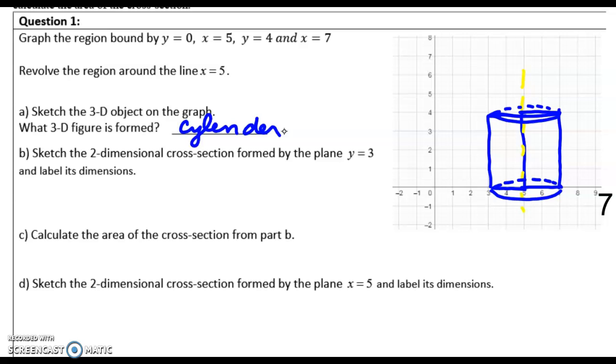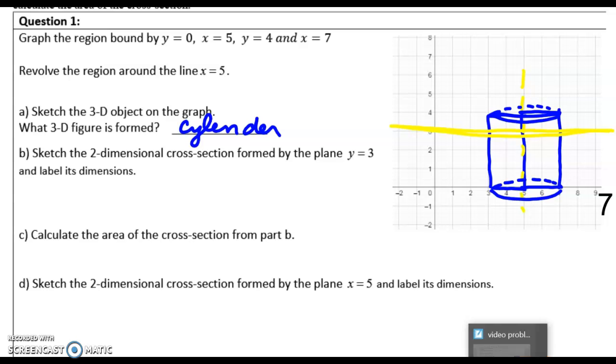Now we're going to talk about a cross section. And we want to cut this at y equals 3. So y equals 3 is horizontal. And that is this line right here. And that's what we want to cut. And then we want to see what shape that is, and we want to actually find that area.